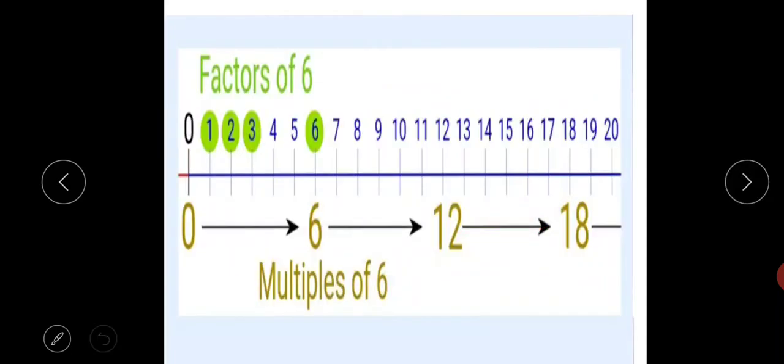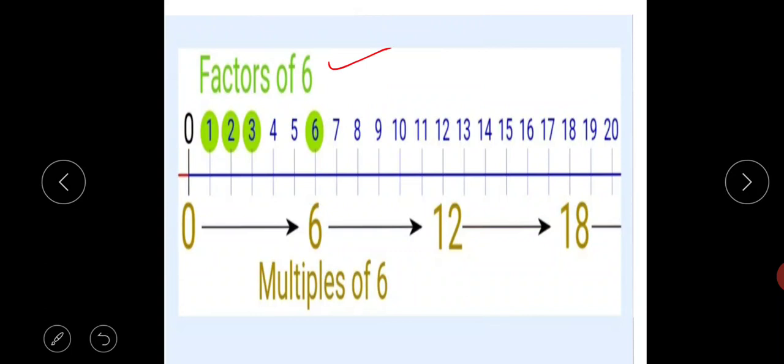Now, how can we relate factors of a number and multiples of a number? For example, if we find factors of 6, 1 multiply 6 is equal to 6, and 2 multiply 3 is equal to 6. So 1, 2, 3 and 6, all these numbers are factors of 6.